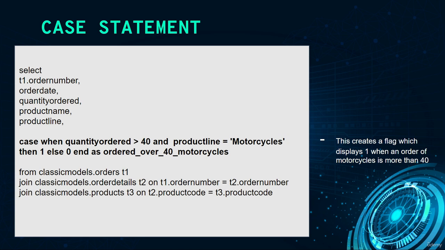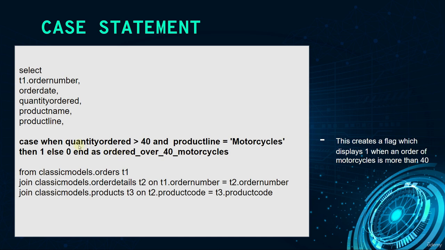So in this query, for example, it's creating a flag which displays 1 when an order of motorcycles is more than 40. And we have been able to check if an order was a motorcycle because we've joined the order details table to the orders table on the order number. And from there, because the order details table breaks down the order by product, we can then join the products table on the product code. And then we can create our flag.